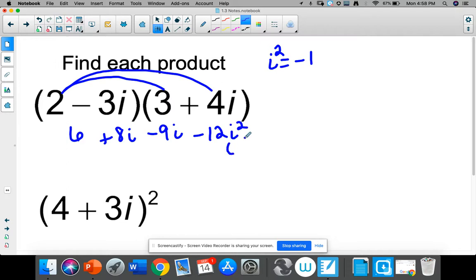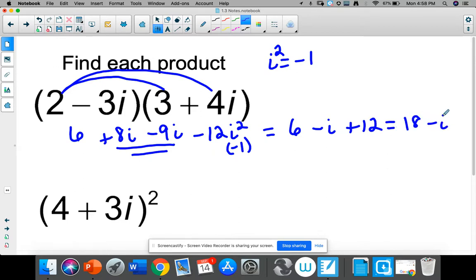Now remember that i squared has a value. It's negative 1. These are like terms, so I can combine these. So I have 6 minus i plus 12. This term turns into just a plain old number, a constant. So this turns into 18 minus i. And that's in standard form because the real number part comes first, the i part comes last.